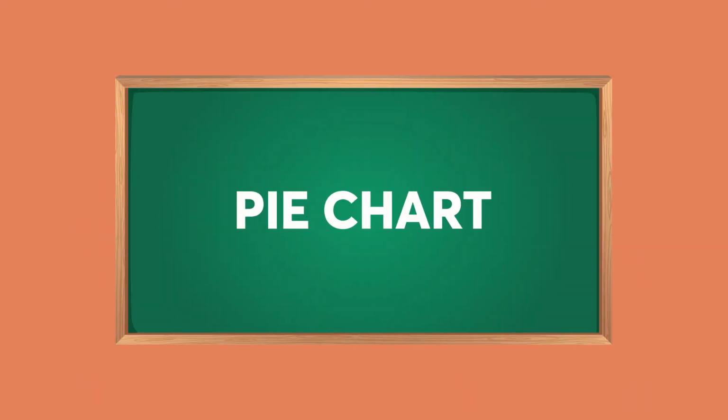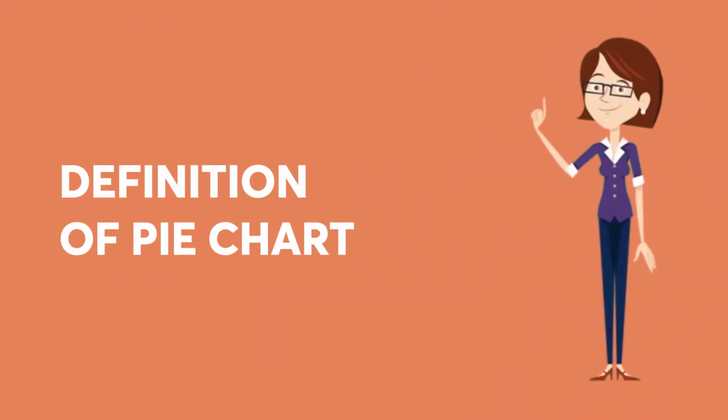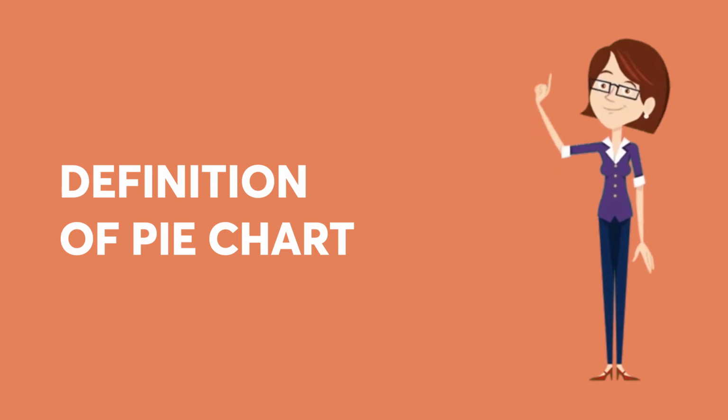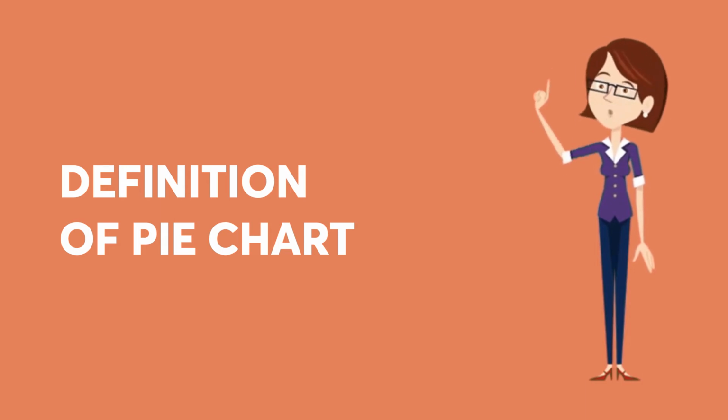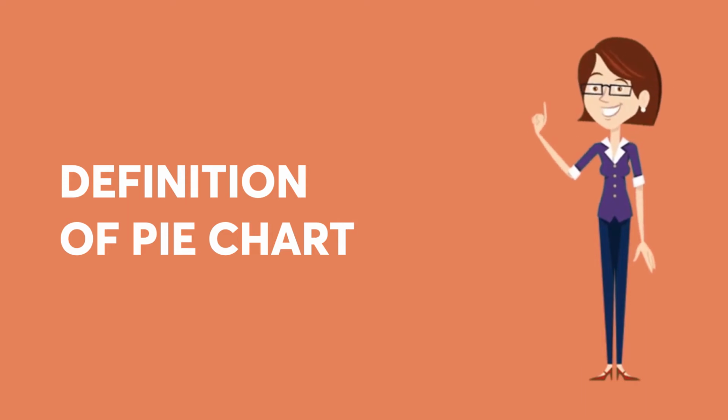Today, I'm going to explain how to describe topic 2, pie chart. A pie chart is a type of graph that displays data in a circular graph. The pieces of the graph are proportional to the fractions of the whole in each category.